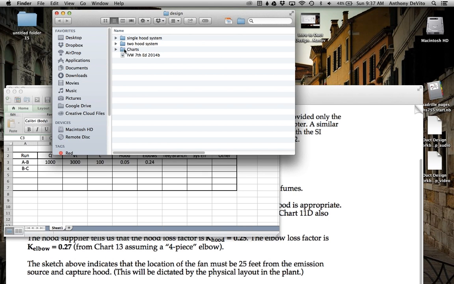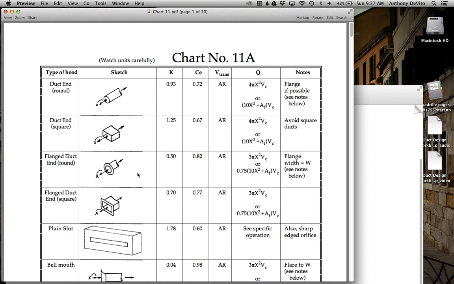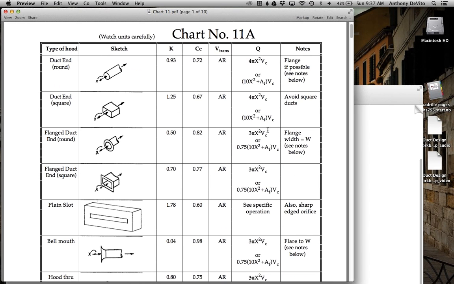Okay, let's go to our charts again. Chart 11 again, for a bell-shaped hood, we would calculate the Q value using one of these two formulas. I usually use this one, which is the AIJ modified formula, but you can use either one. You can justify either one if you want.